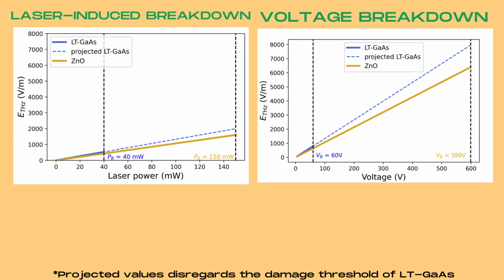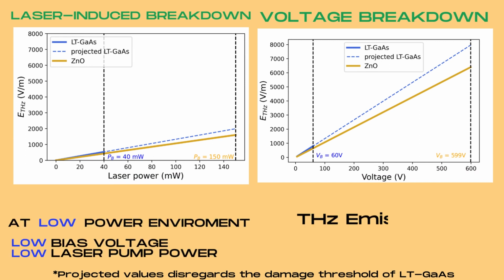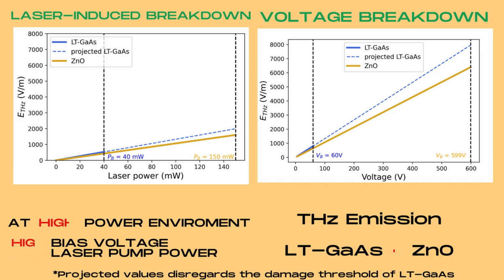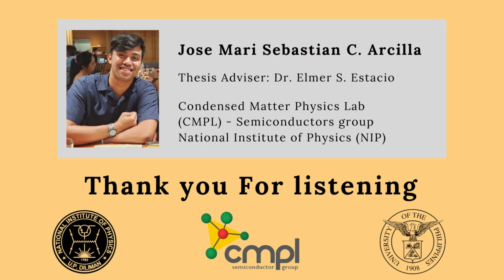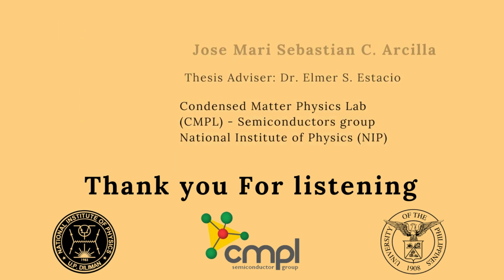Findings indicate that low temperature grown gallium arsenide generates a stronger terahertz emission at low power conditions, whereas zinc oxide performs better at high power conditions due to its wide bandgap. It is also observed that increasing laser pump power or bias voltage has the same impact on the increasing terahertz amplitude. Thus, zinc oxide proves to be a more suitable substrate for high-power PCA applications.